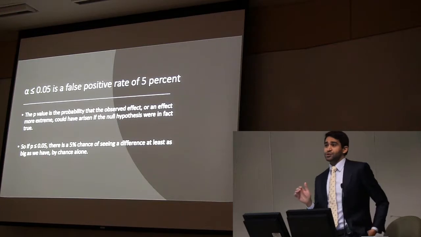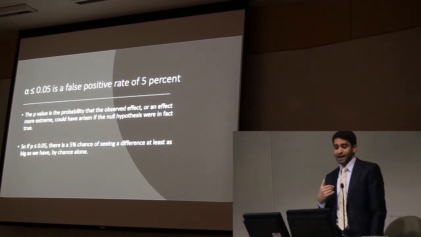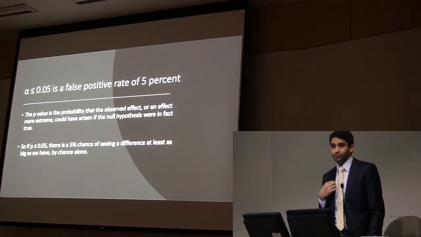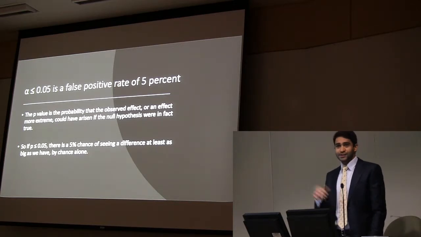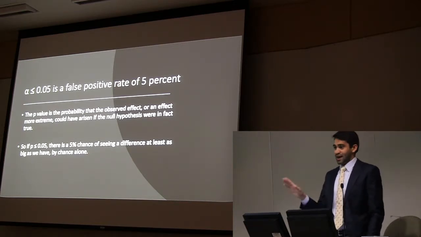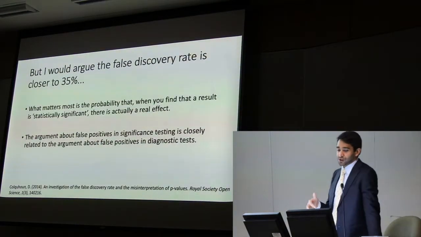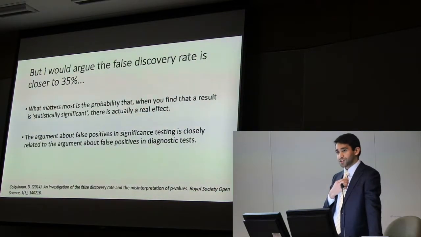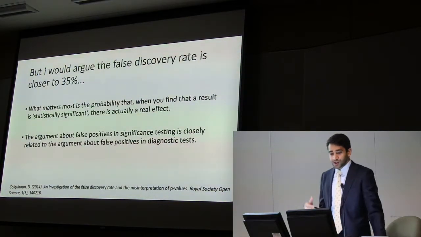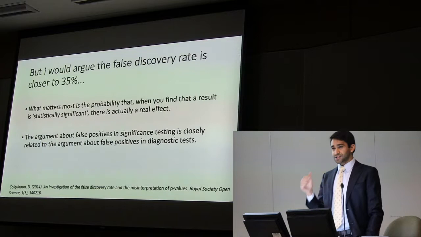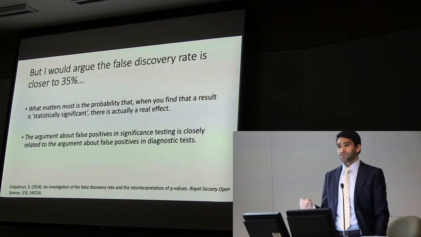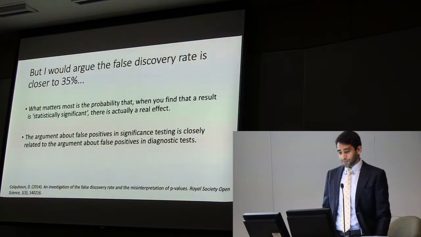We all know it's an arbitrary cutoff. A lot of us interpret that as a false positive rate of 5%. We reassure ourselves that if the significance value is 0.05, there's only a 5% chance that I got this wrong. But that's not actually true. Again, I would argue that the false discovery rate is closer to 35%, and it depends on the probability that the statistically significant result that you found is actually true.